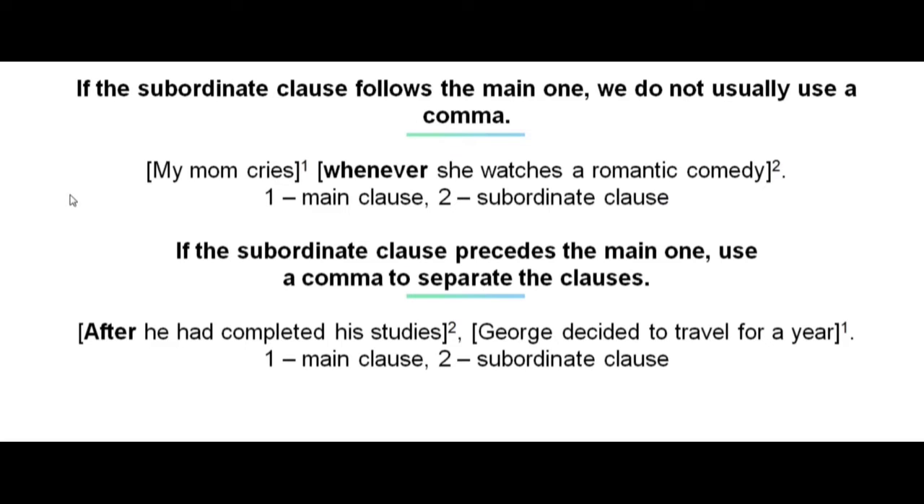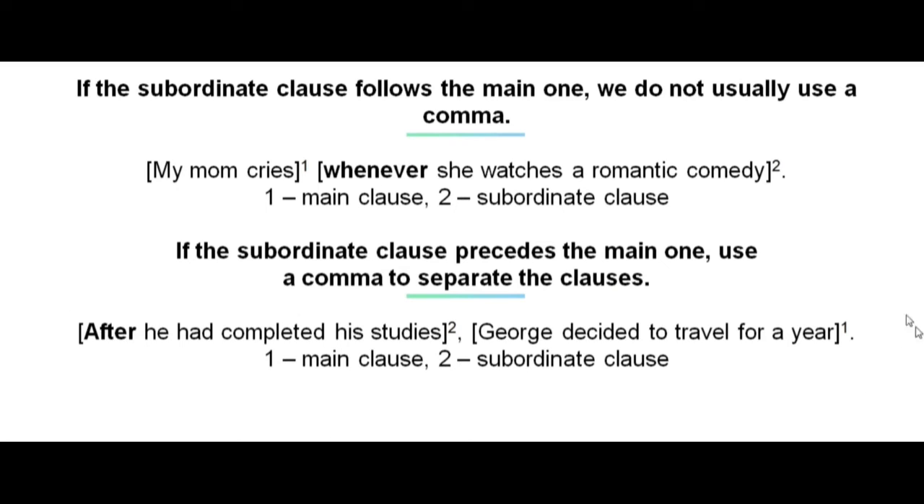Now, if the subordinate clause follows the main one, we do not usually use a comma, as in the example over here. My mom cries, main clause, whenever she watches a romantic comedy, subordinate clause. Note that a comma is not used in this sentence because the subordinate clause follows the main one, my mom cries. Now, if the subordinate clause precedes the main one, use a comma to separate the clauses.